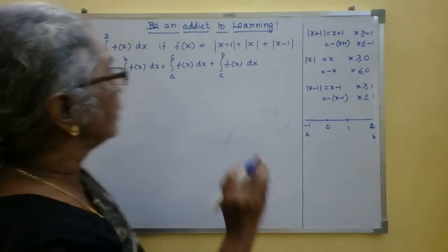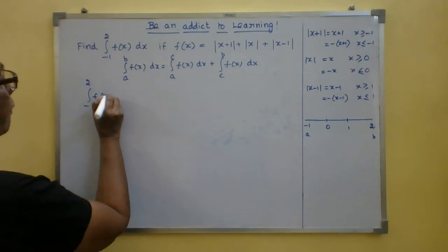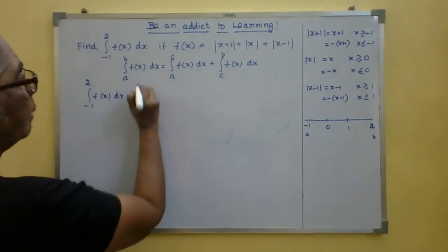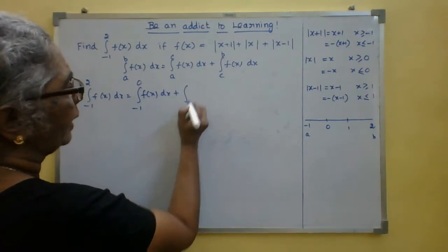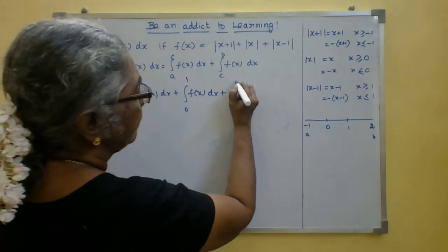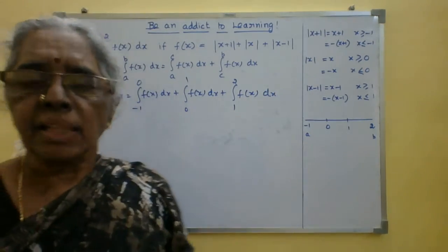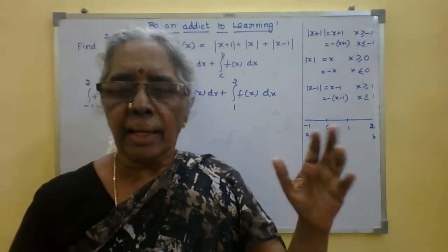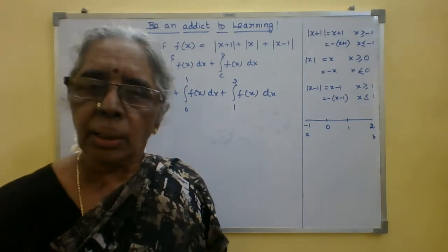Let me write how it will appear. That is my I, which is minus 1 to 2 f of x dx. I can write it as integral, the first one is minus 1 to 0 f of x dx plus the second one 0 to 1 f of x dx. Then for the third interval 1 to 2 f of x dx. But each f of x will differ. They are not the same. We have to use these interpretations and find out what the f of x is for each interval and then we will do it, right?